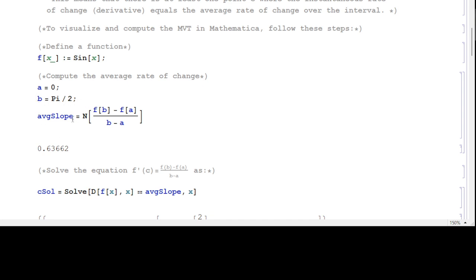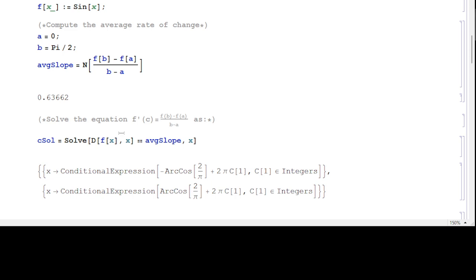Now in order to solve this, we consider the formula of the average slope, that is f of b minus f of a divided by b minus a. And if we want to take the numerical value, then we have to put N, which is a built-in function, and we write the expression in this way. So this function is applied here, a is applied here, b is applied here, and for this numerical value we get 0.636622.